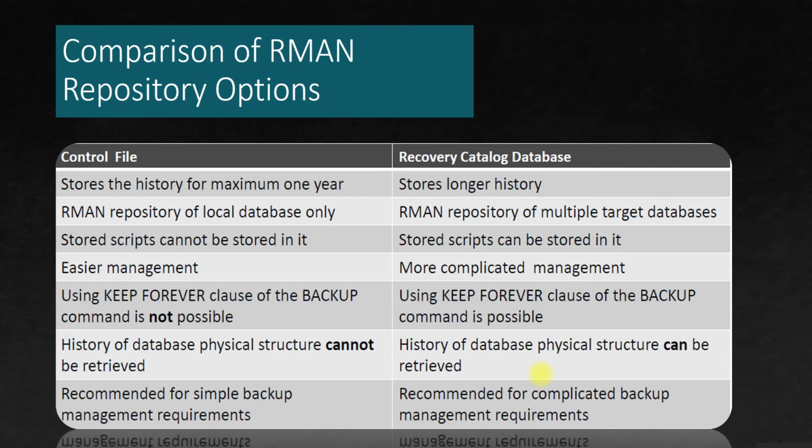So when we talk about recovery catalog and what all RMAN recovery repository options we have in the Oracle database, there are two options, as we must be knowing: there is a control file and there is a recovery catalog database. Recovery catalog is a separate database which will be storing the RMAN repository and the RMAN backup history. So let's see the differences.